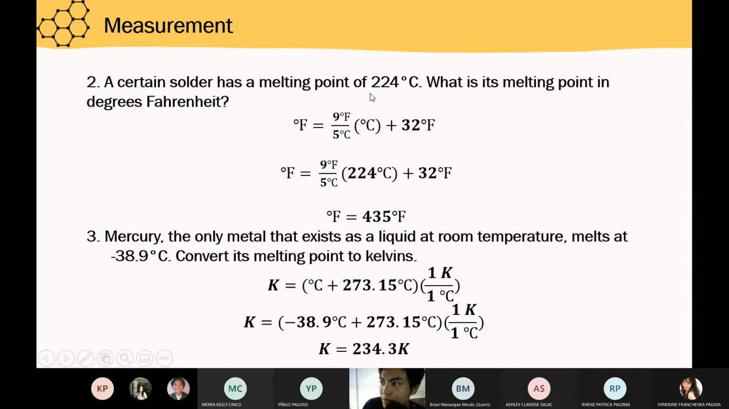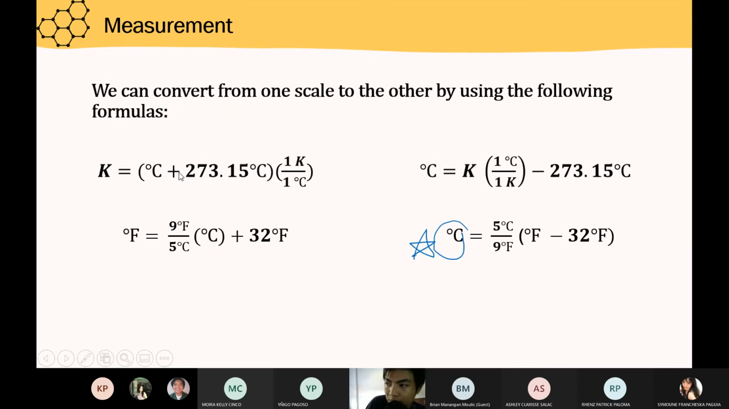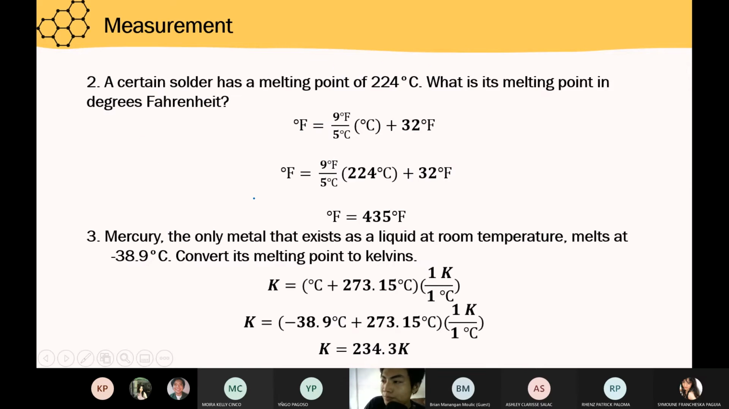Okay, so ayan naman, this is from Celsius to Fahrenheit, no? Basically, you use this equation instead, no? This is the Celsius to Fahrenheit. Ayan, so you use this equation. Plug in lang naman. Okay?